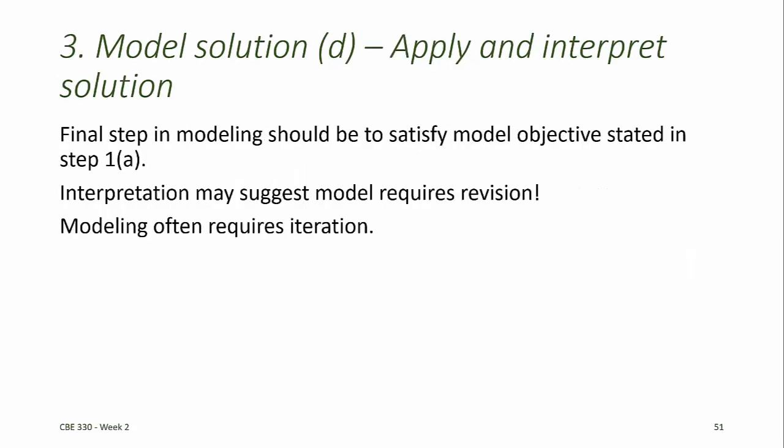The final step is to apply and interpret the solution. This should be satisfying the model objectives stated in step 1a. The interpretation of the model may suggest that the model requires some revision. Often, modeling is an iterative process whereby we solve a simplified version, we modify constraints or assumptions until we arrive at a solution that meets our modeling objective.